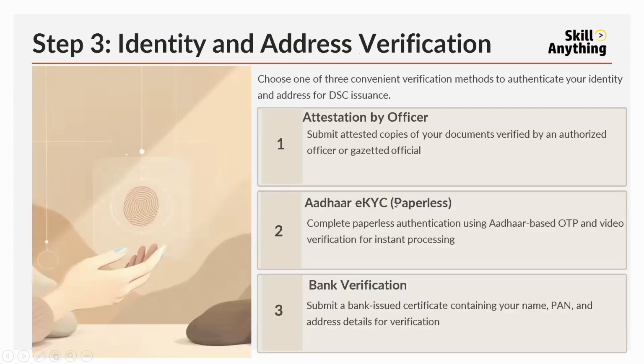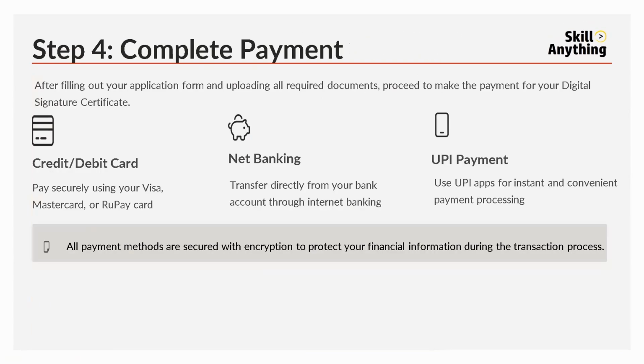Once you've done the identity and address verification process, the next step is to complete payment. After filling out your application and uploading your documents, proceed to payment. You can pay by credit card, debit card, net banking, or UPI, whichever you prefer. Also, all payments are encrypted for security, so your details remain safe.